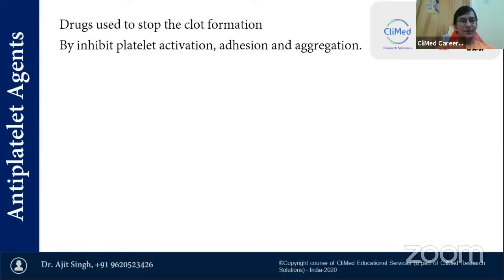So now comes antiplatelet agents. These drugs are used to stop the clot formation, right? By inhibiting platelet activation, adhesion and aggregation. As I told you, the platelet cascade is where the platelets get activated, gain the adhesion property, stick to each other, and then they aggregate and form a plaque. Correct. So this is the antiplatelet agent.